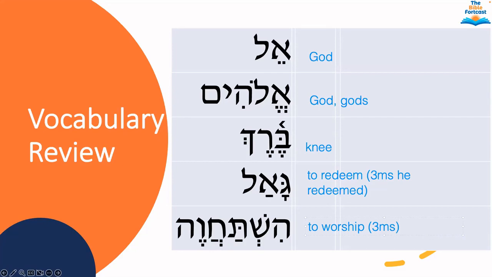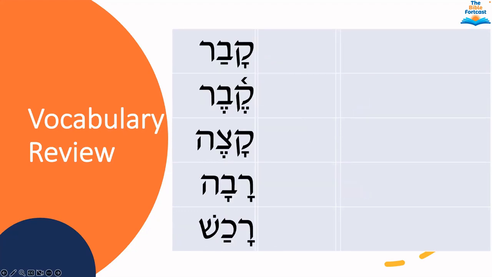All right, very good. Steve? Kavar. What kind of word is that? To bury. It is to bury. What kind of word is that? It's a verb. What kind of verb? You said Qatal. It is a simple Qal Qatal, and we can pick that up in the vowels there. And it's a third masculine singular. He buried. Daisy, what do you bury something in?